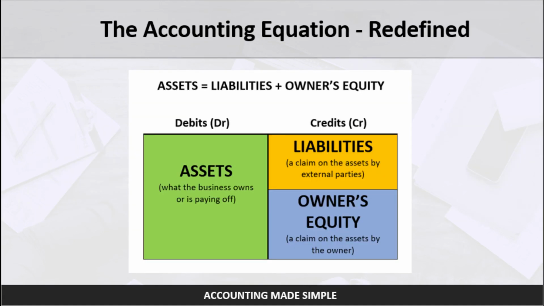Another way of understanding the accounting equation is that assets are what the business owns or is paying off. Liabilities and owner's equity represent a claim on those assets. Liabilities represent a claim on the assets by external parties, such as suppliers and banks or lending institutions. Owner's equity represents the claim on the assets by the owners.